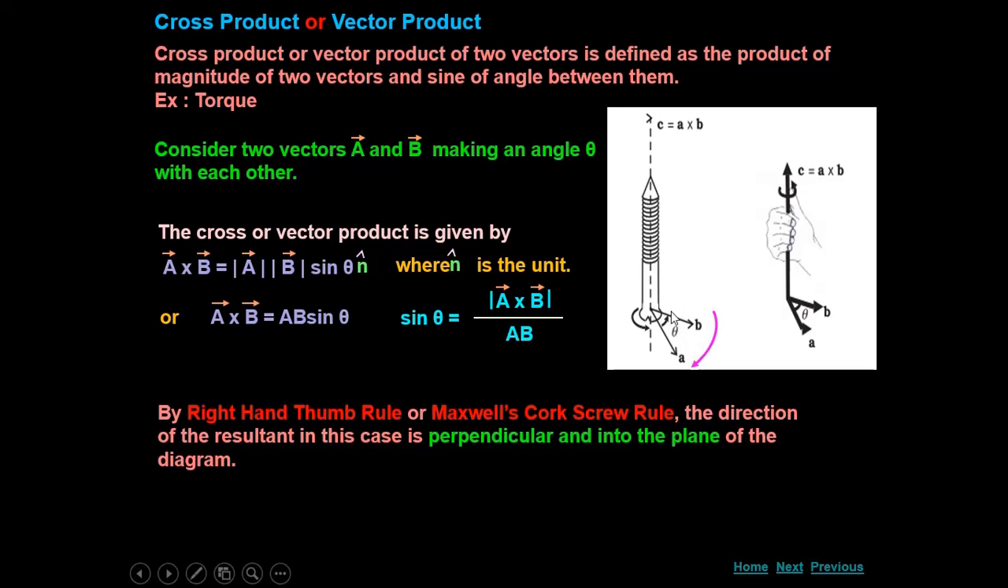So if you are rotating the screw in the anti-clockwise direction, the screw will come out, that is, it is moving in the reverse direction, so along the negative z axis. So in this way, the motion of the screw after rotating it in a particular direction gives the resultant of a cross b.